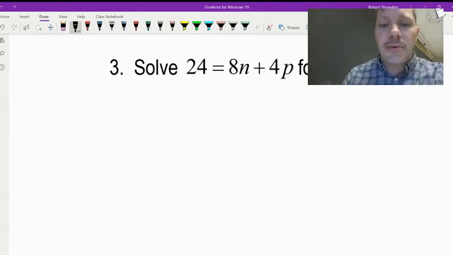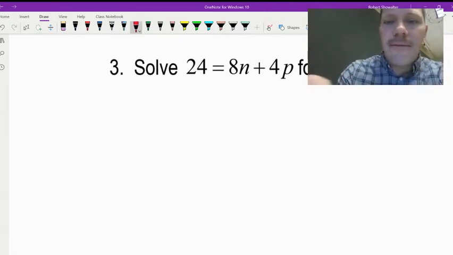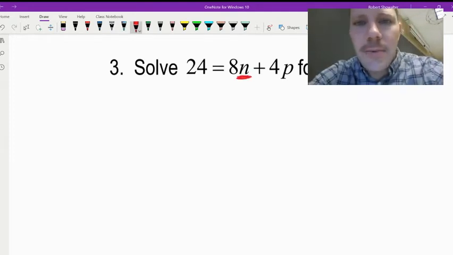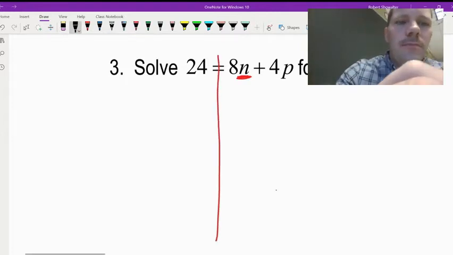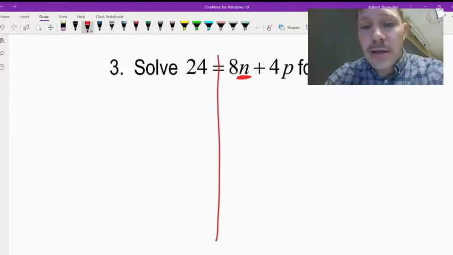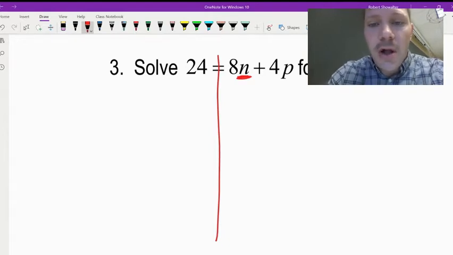Again, let's look at number 3. Let's identify where the variable is that we're solving. We're solving for n. So we're going to identify n. It's right there. Then we're going to draw our line. We're going to do reverse order of operations, so get rid of all of the other stuff around this. So we have times 8, and we have this plus 4p.